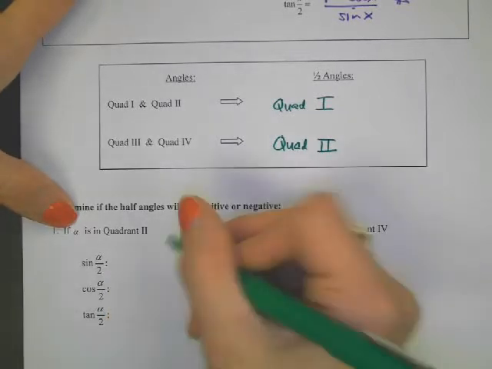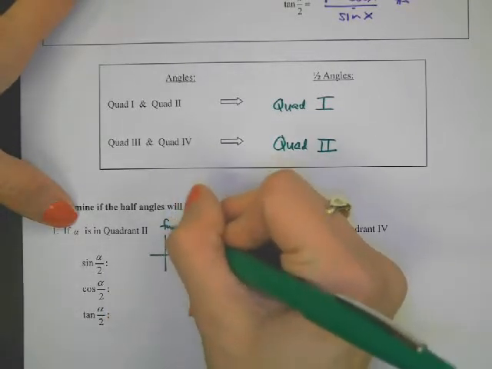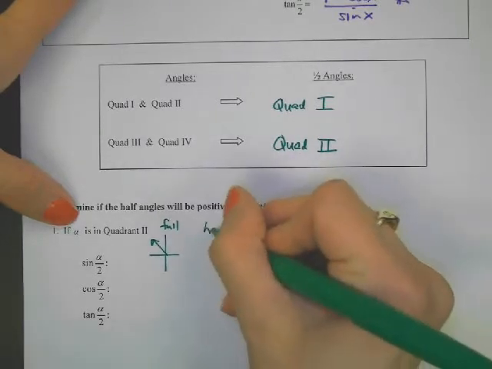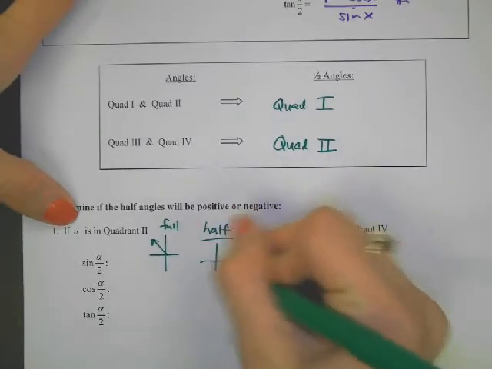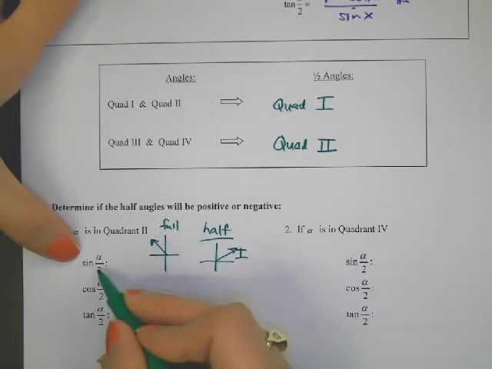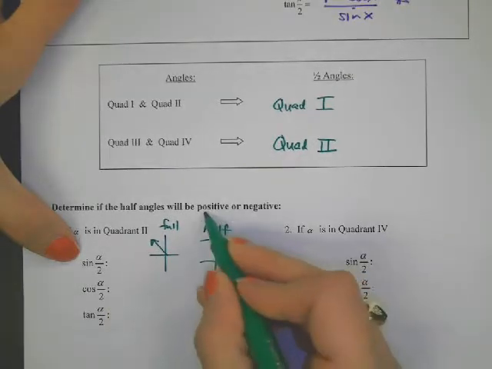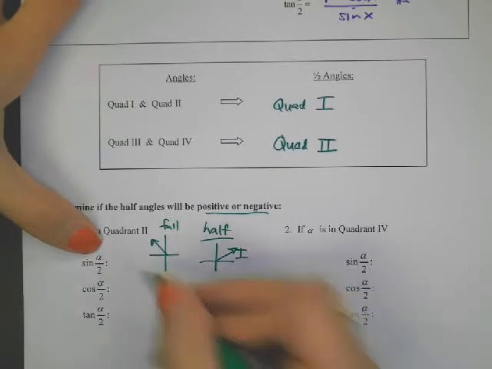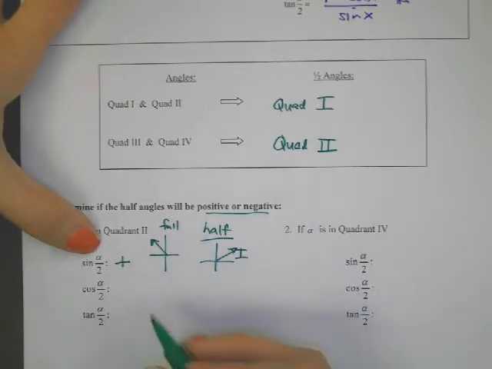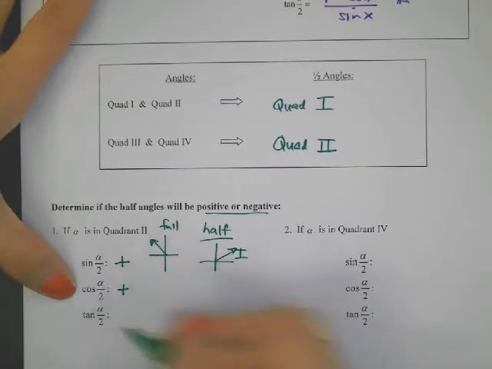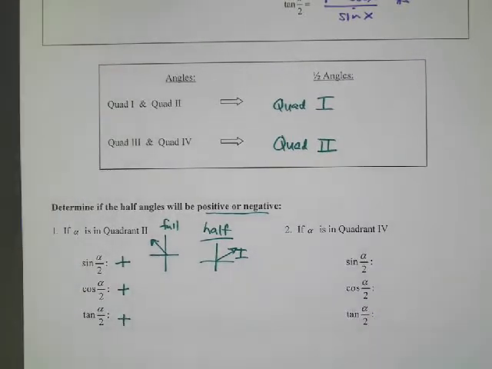Alpha is in quadrant 2. So let's just draw the full angle. The full angle is in quadrant 2. So the half angle is going to be in quadrant 1. So for sine, would you pick the positive or the negative? We're in quadrant 1, remember. Here's half angle. So let's pick positive for sine. What about the cosine of the half? Here in quadrant 1, so pick the plus, and tangent would pick the plus, or use the formula, but you don't have to pick anything.